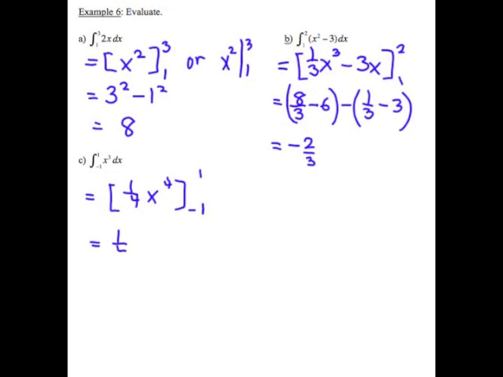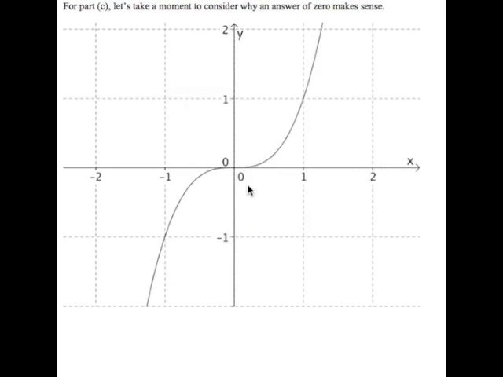We get 1 quarter times 1 to the 4 minus 1 quarter times negative 1 to the 4, which is just 1. So we've got 1 quarter minus 1 quarter, which is 0. We're going to take a look at the graph that goes along with part C, and my goal is to show you why an answer of 0 makes sense there.